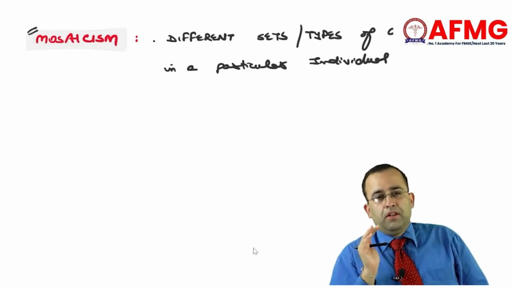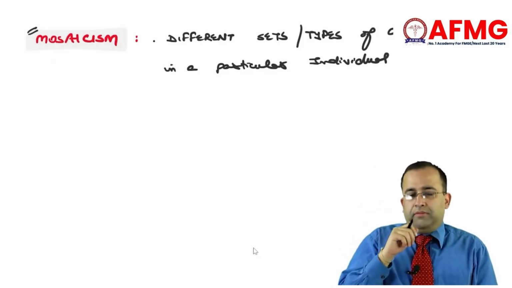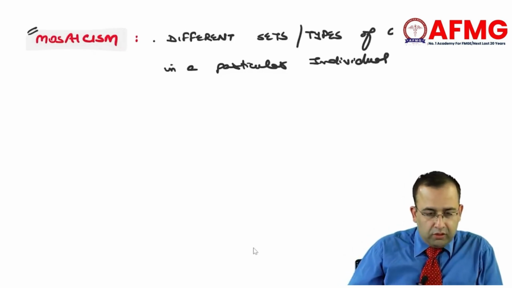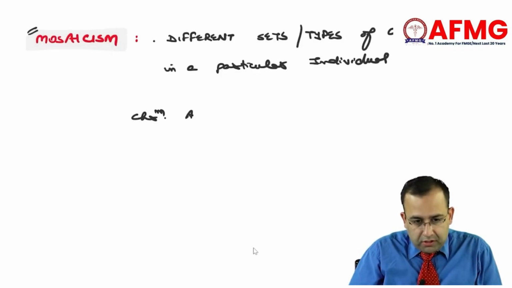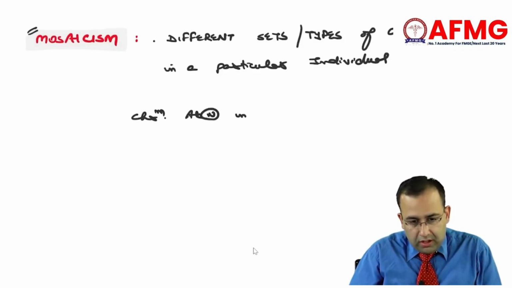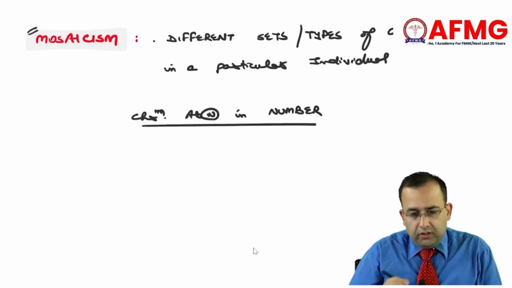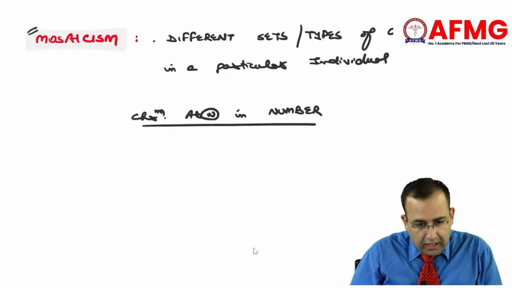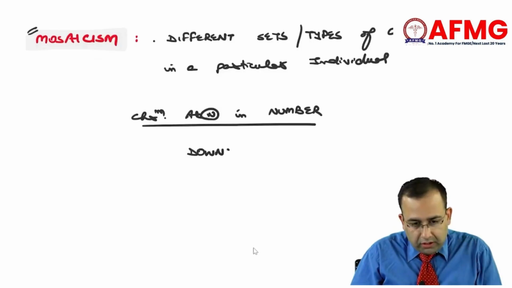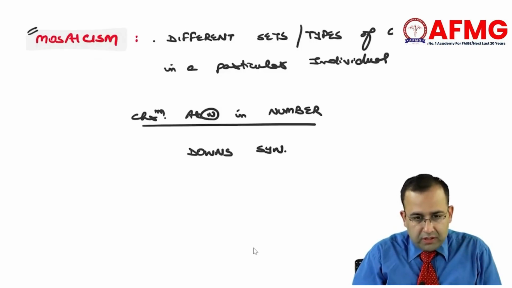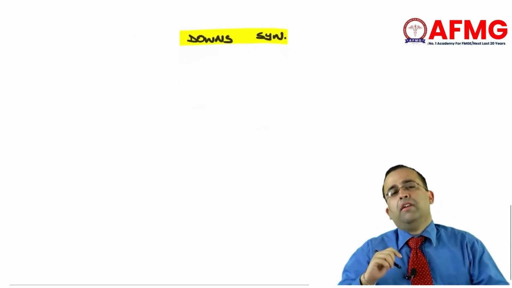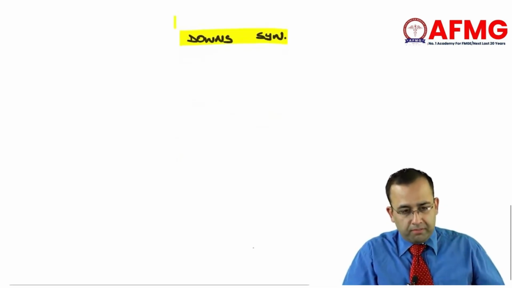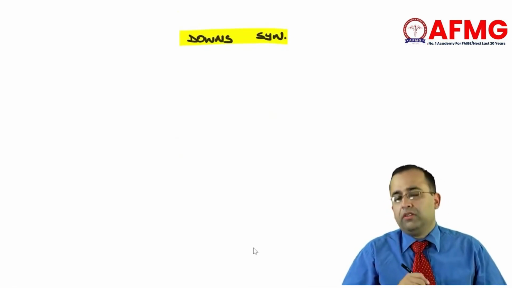Next point. Let us start with chromosomal abnormalities in number. Let us start with our first topic in this, and the first one is Down syndrome. Starting with the first one, that is Down's.